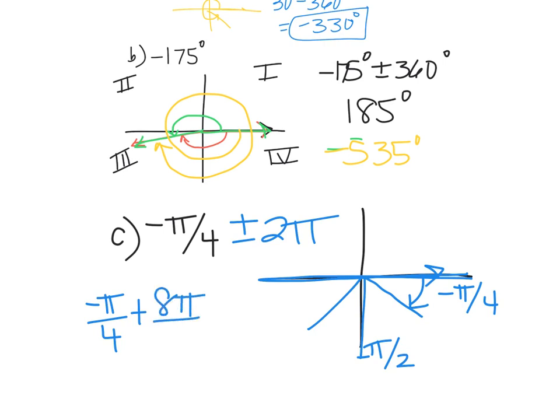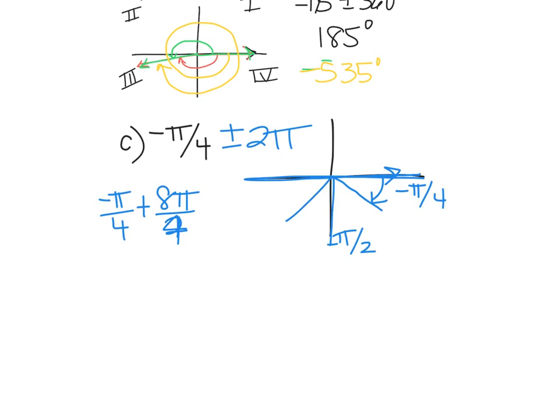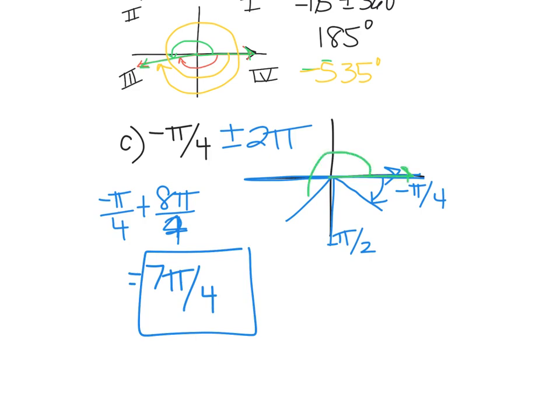Adding 2 pi is the same thing as adding 8 pi over 2. Do you agree? No, you don't agree. 8 pi over 4. My bad. 8 pi over 4 is the same thing as 2 pi. So a negative 1 plus positive 8 gives us 7 pi over 4. That would be one of my angles. 7 pi over 4 starts here, and it goes all the way around and ends here. Same spot. It's 1 pi over 4 short of a full 2 pi.